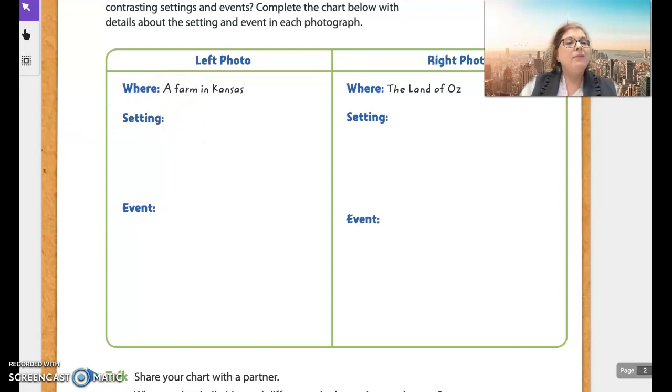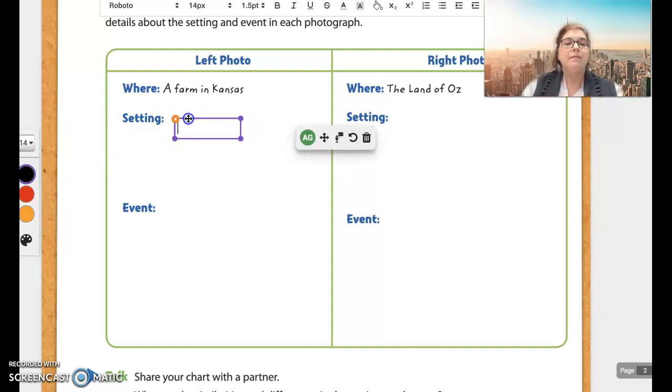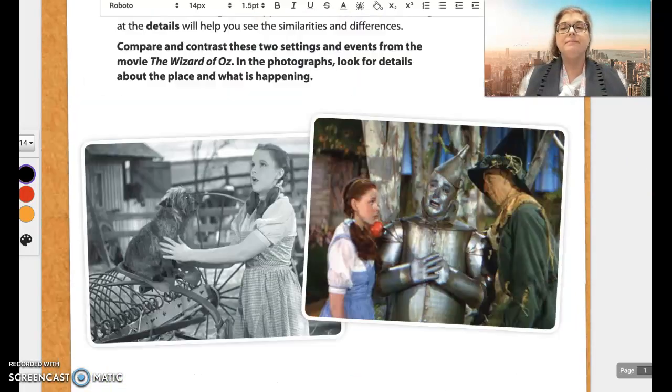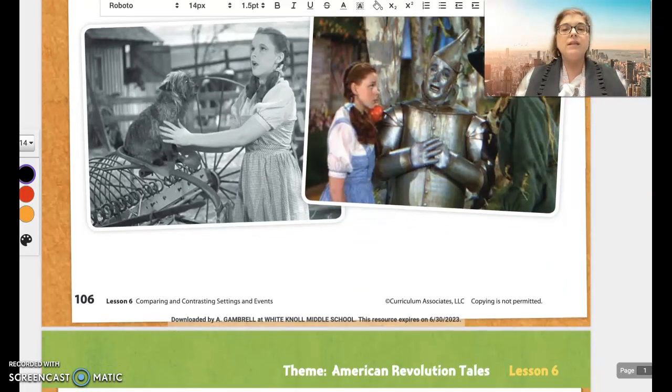Now, what about the setting? What can you tell me about the setting? What's going on here? Let's look at it again. So just noticing the left-hand photo, let's just look at that one.